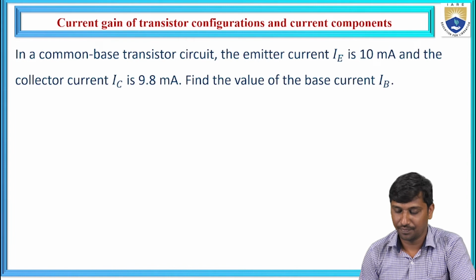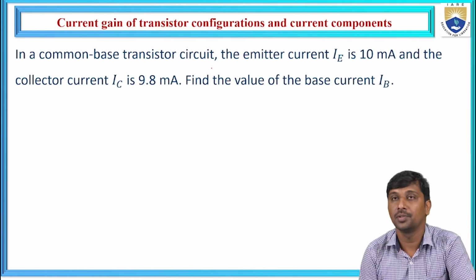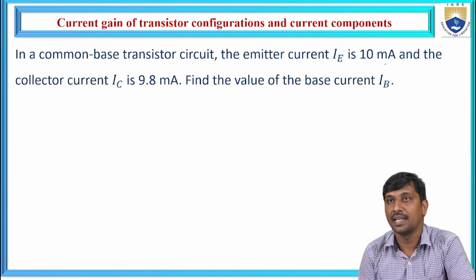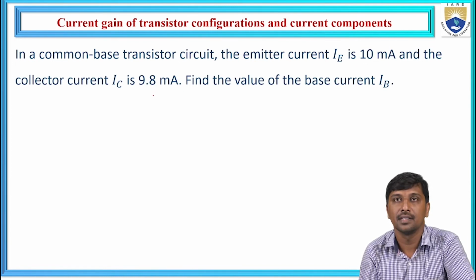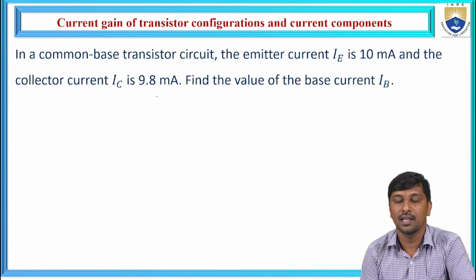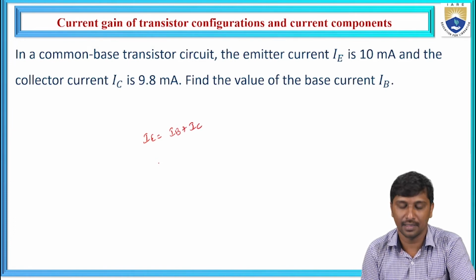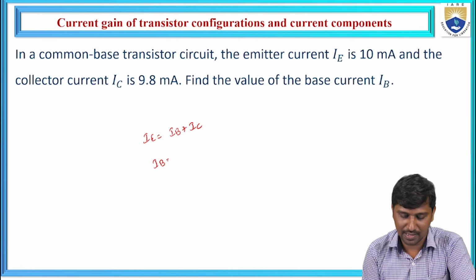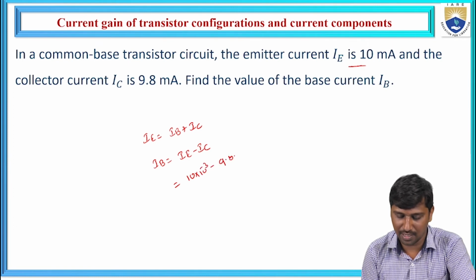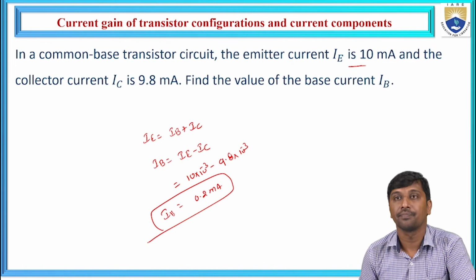Okay. The next one: in a common base transistor circuit, the emitter current IE is 10 milliamperes and the collector current IC is 9.8 milliamperes. Find the value of base current. This is a simple one. We know that IE is equal to the summation of base current and collector current. So to calculate the base current, base current means IE minus IC. What is the IE value? 10 milliamperes, so 10 into 10 to the power of minus 3. The IC value is 9.8 milliamperes. Hence that is 0.2 milliamperes. That is the IB value.